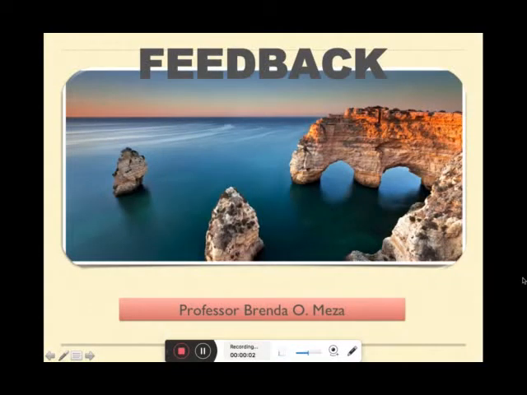I am Professor Brenda Mesa, and today we'll be working with object section feedback. How to provide appropriate and constructive feedback.